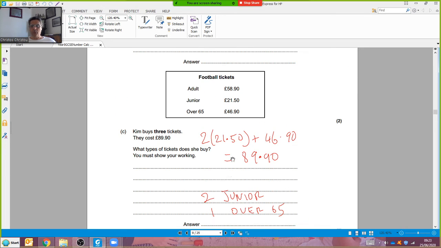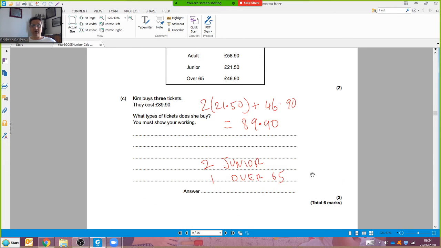So what have we got? We've got to come to £89.90. And we don't have any hints as to how many of each we're going to get. But I've got to get to that price somehow. So it's not a very big number. I thought there's no point going 2 adults because straight away that's too much. There's no point going 2 over 65s because that's going to be too much. So it's got to be 2 juniors. So I went for 2 juniors, picked up my calculator and realised I had £46.90 left to get it up to £89.90. That's how I did it. So there we go, 2 juniors and 1 over 65 senior ticket. 2 marks.